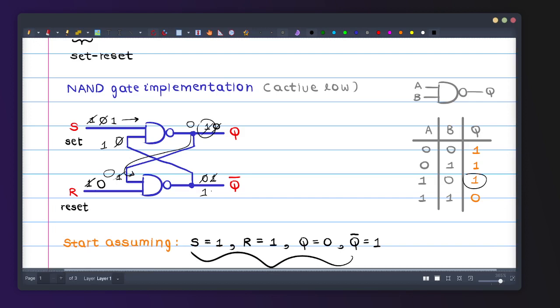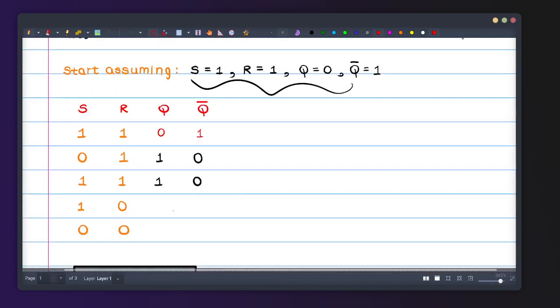So you went through several stages and states, and finally you realize this stable state where the final states are set is 1, reset is 0, Q is 0 and Q complement is 1. Notice now the Q is back to 0. That's what it means to reset, right? Set means to set it to 1, reset means to set it to 0. So now the final result is Q is 0 and Q complement is 1. We are back at the beginning state.